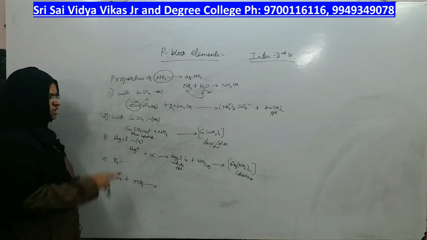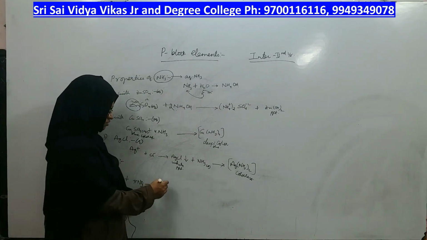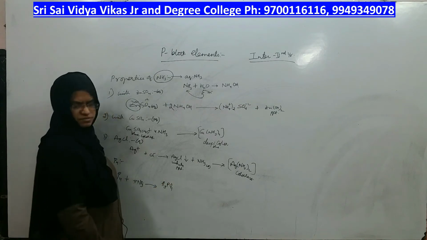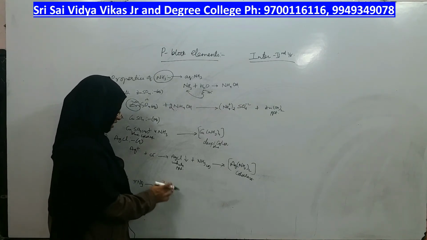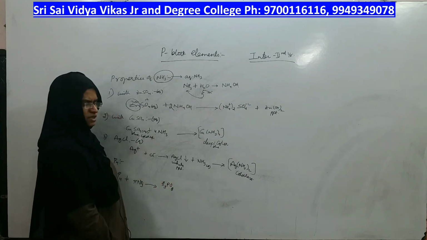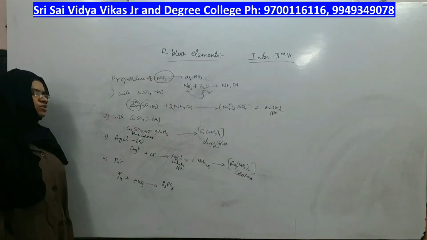That element is obtained from ammonia only. Nitric acid reacts with phosphorus to give you which acid? Phosphoric acid or phosphorus acid. Nitric acid we are taking, so you will get phosphorous acid, which is H3PO3, right? These are some of the properties of ammonia.